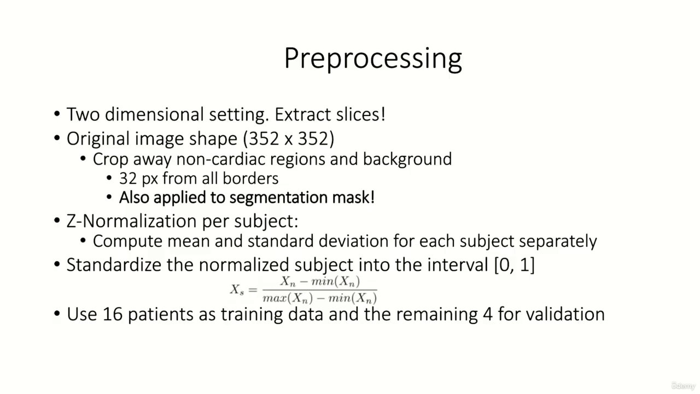Next, we perform a Z-normalization on a subject level. This means that we compute mean and standard deviation for each subject separately before Z-normalizing the corresponding scan. Subsequently, we standardize the normalized subject into the 0-1 range by performing min-max scaling. To evaluate the generalization ability of our model, we only use 16 patients as training data and the remaining 4 for validation purposes. After pre-processing our data, it's time to talk about the dataset.